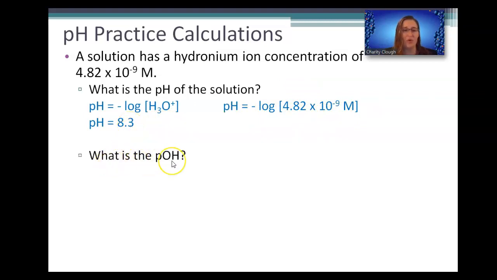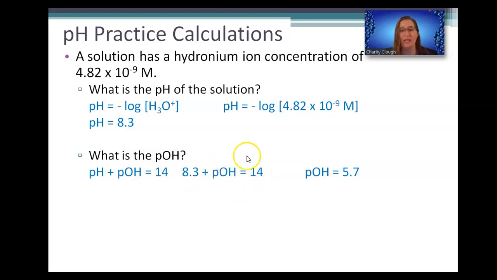What is the pOH? Okay, now we just said that the pH and pOH together make 14. So that makes this a simple math problem, is I can take the 14 and subtract 8.3, and I'll get the pOH like that.